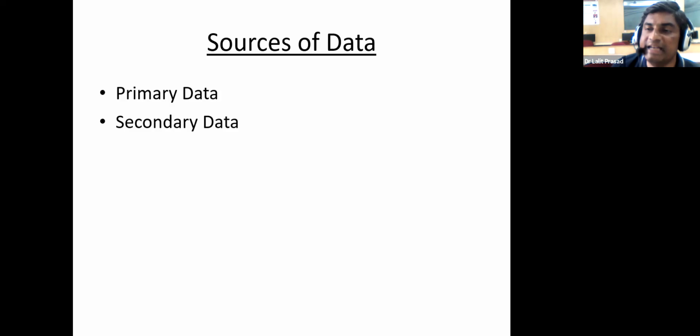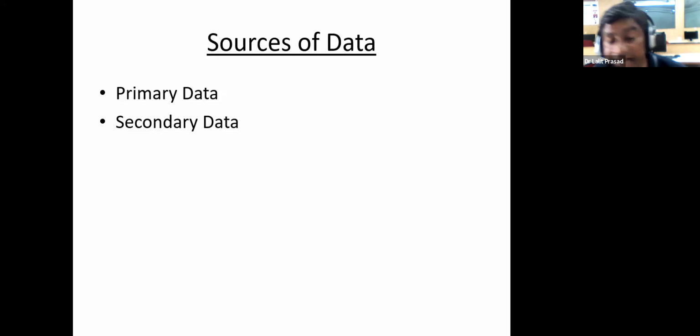But primary data is collected for the first time by the researcher. It is not published anywhere. You or the researcher are collecting the data for the first time. It is first-hand data. So that is the primary data. Both types of sources of data have certain advantages and certain disadvantages.